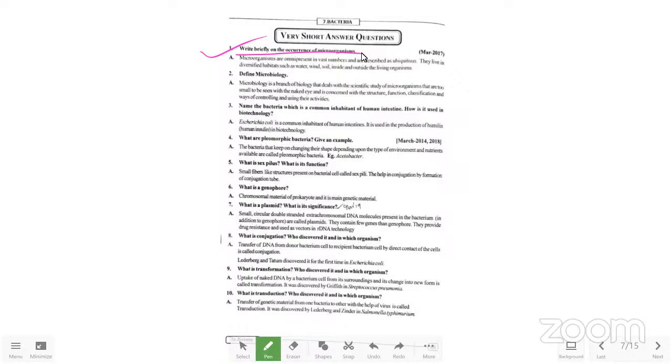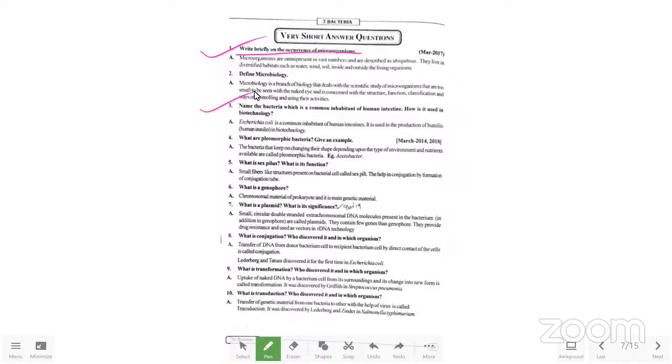Microorganisms are omnipresent. Omnipresent means they are seen everywhere. They are described as ubiquitous. They live in very diverse habitats, that is, everywhere: in wind, water, soil, and inside any living organism, etc. That is the occurrence of microorganisms. If you write like that, it is enough.